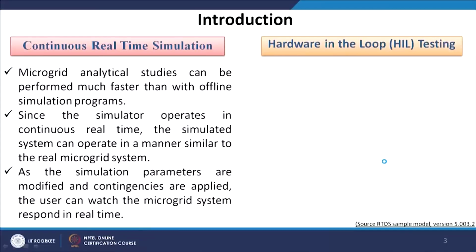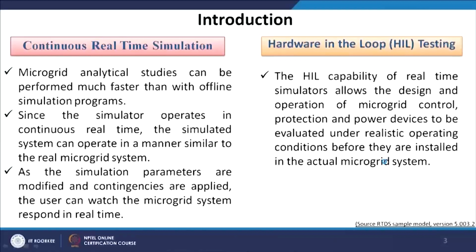As the simulation parameters are modified and contingencies are applied, the user can watch the microgrid system respond in real time. For example, if my renewable is now going out of the system, or the battery starts discharging suddenly, or the load increases, all those changes or contingencies can be properly observed through real time simulation.